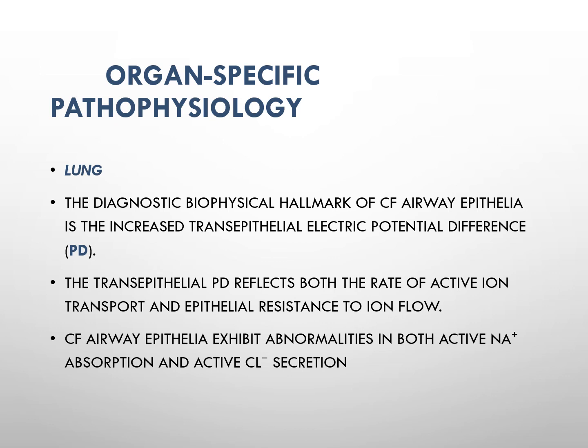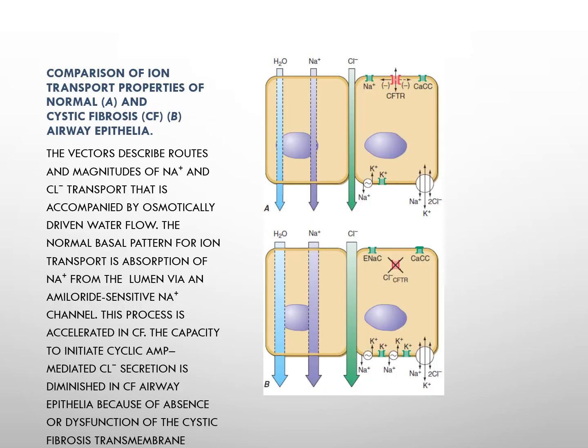Organ-specific pathology in the lungs. The diagnostic biophysical hallmark of CF airway epithelia is the increased transepithelial electric potential difference. The transepithelial PD reflects both the rate of active ion transport and epithelial resistance to ion flow. CF airway epithelia exhibit abnormalities in both active Na, sodium, absorption and active Cl secretion. Here you see a comparison of ion transport proteins and properties of normal, A, and cystic fibrosis, B, airway epithelia.